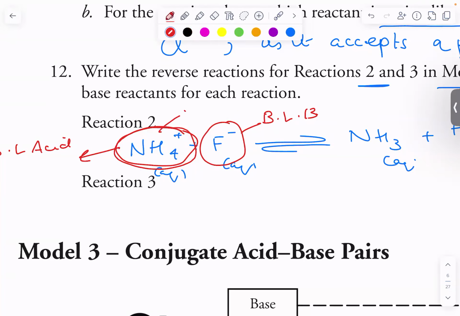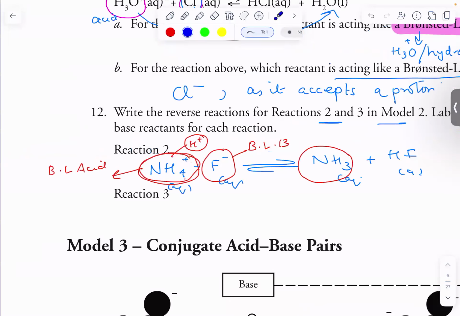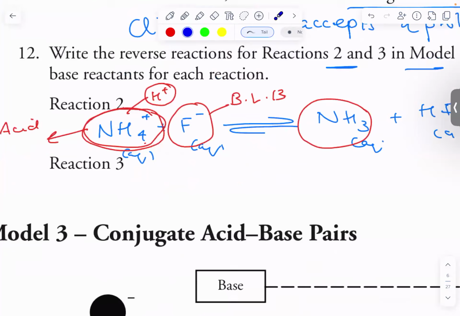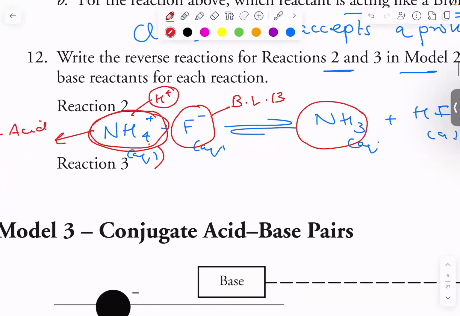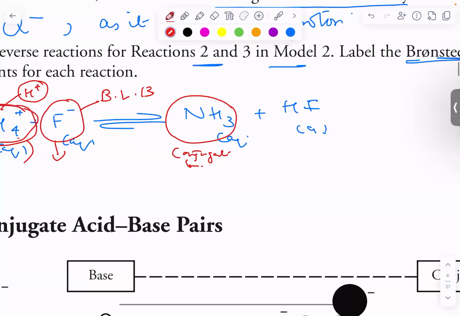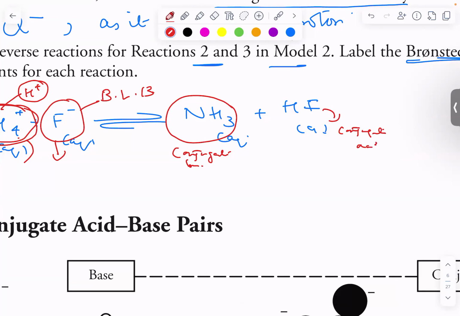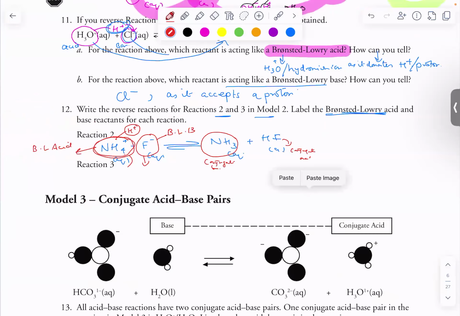If it donates a hydrogen ion, what will be left? NH3 will be left, which is now the conjugate base. So this is the Bronsted-Lowry acid and this is the conjugate base. And if this is a Bronsted-Lowry base, this one would be the conjugate acid. Okay.